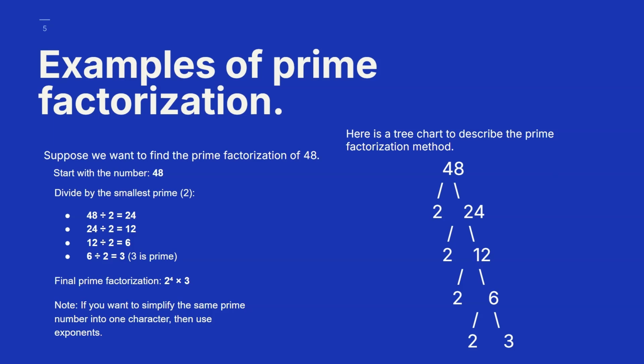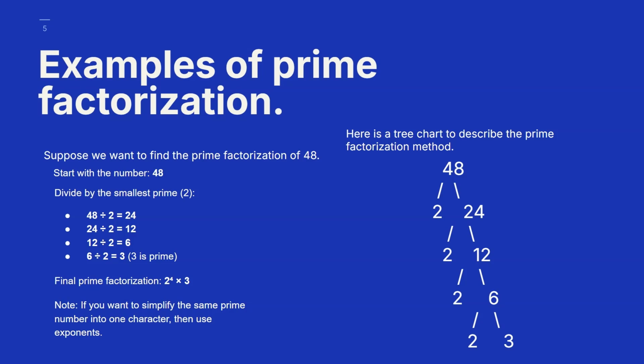48 divided by 2 is 24. 24 divided by 2 is 12. 12 divided by 2 is 6. And 6 divided by 2 is 3. And since 3 is prime, 3 will also count as a factor. We can also now say that the final prime factorization is 2 to the power of 4 times 3, or 2 times 2 times 2 times 2 times 3.